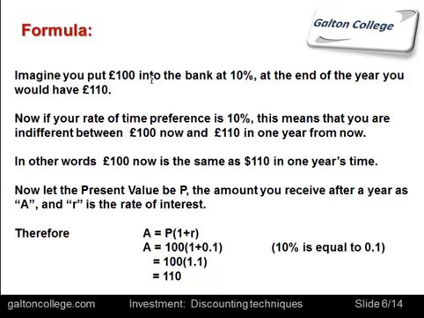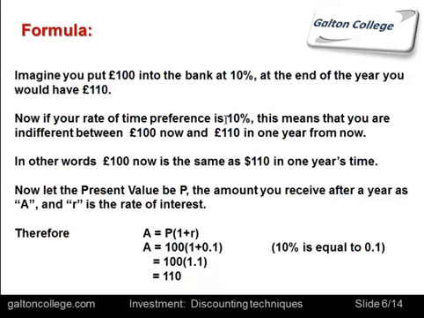Imagine you put £100 into the bank at 10%. At the end of the year, you would have £110. Now, if your rate of time preference is 10%, in other words, you need 10% to compensate you for saving, for not spending the money now, for having the money in a year's time, this means that you will be indifferent between £100 now or £110 in the future.